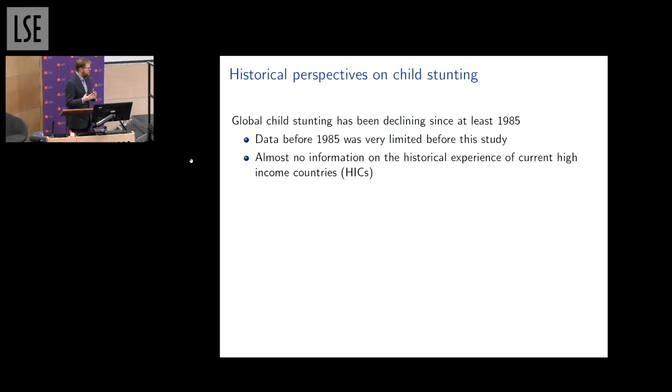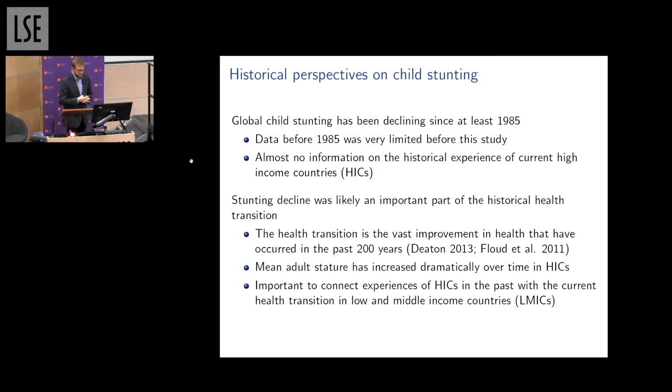The second part of this is that we've had very little data about countries that are currently high-income countries and their experiences in the past. We want to know what it was like 100 years ago in high-income countries. This is really important because it's part of the historical health transition: the vast improvements in health that have occurred over the past 200 years, with major improvements in life expectancy and increases in adult stature. This allows us to connect the experiences of the past in these high-income countries to what's going on in low and middle-income countries today, and really make those comparisons salient.